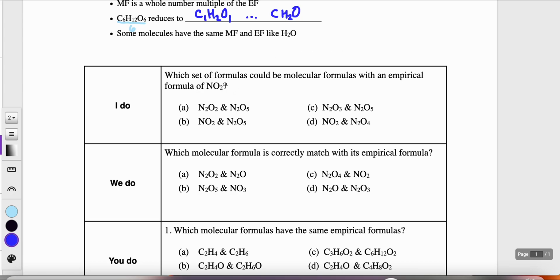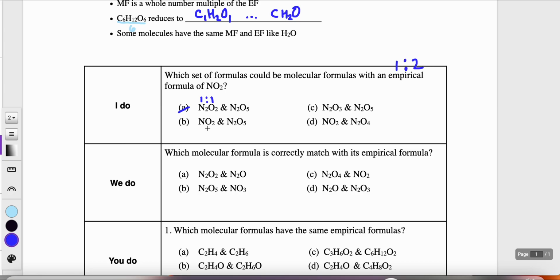So take a look. Which set of formulas could be molecular formulas with an empirical formula of NO2? So meaning that empirical ratio is 1 to 2, and it has to be in that order, 1 to 2. So when we take a look here, 2 to 2 is 1 to 1. It doesn't match. So I know A right away, not a possibility.